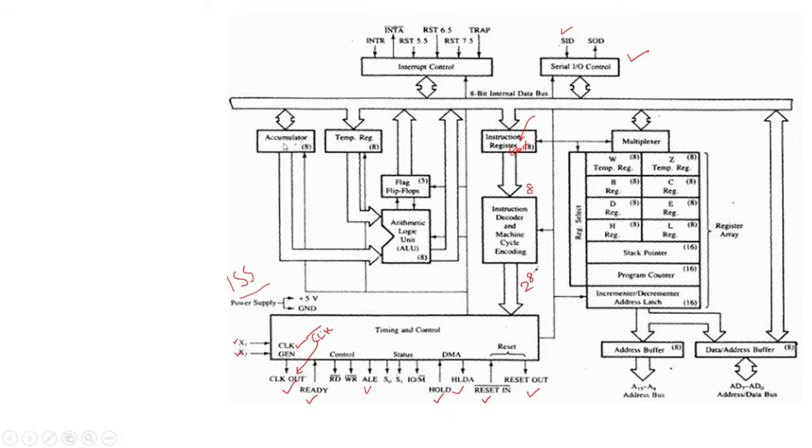In the last section, we completed our discussion related to the accumulator, temporary register, ALU unit, and related flags, and finally the general purpose registers B, C, D, E, H, and L. Today let's start our discussion with the program counter.